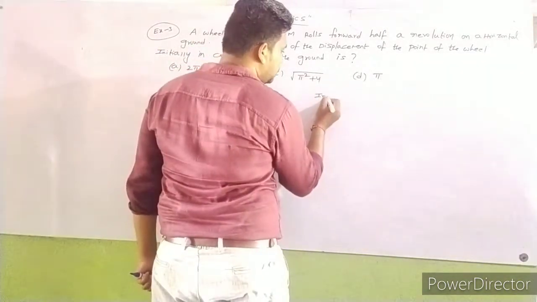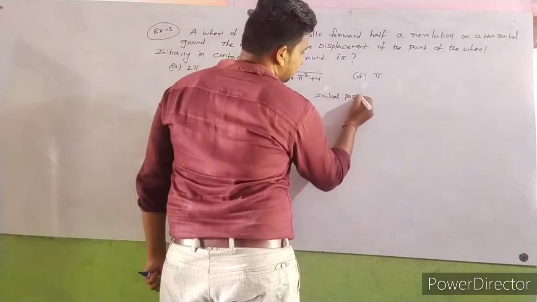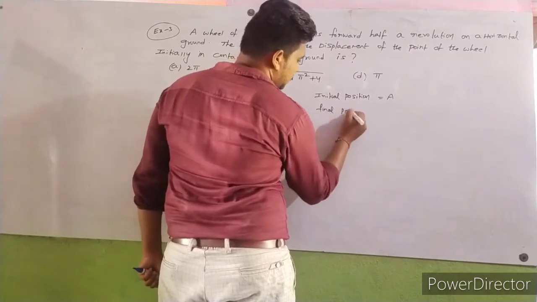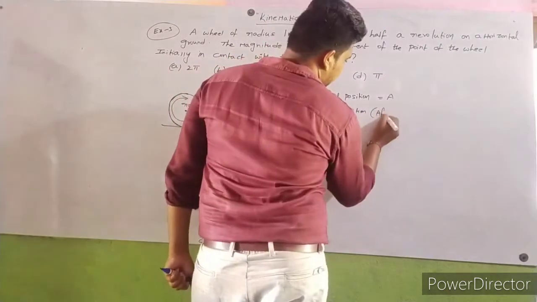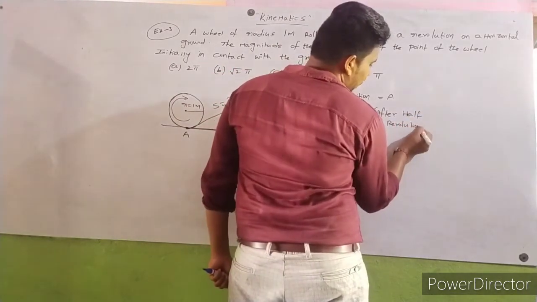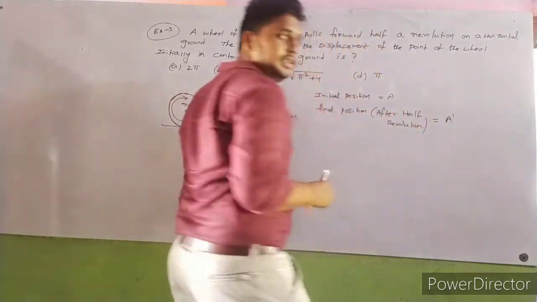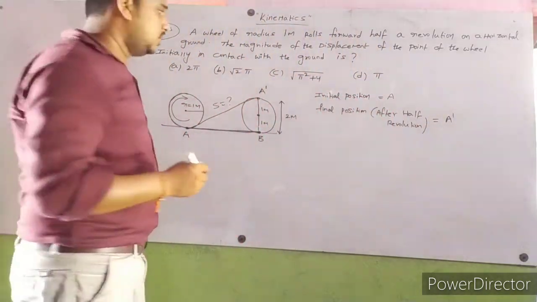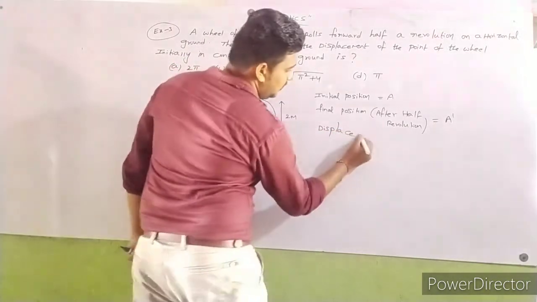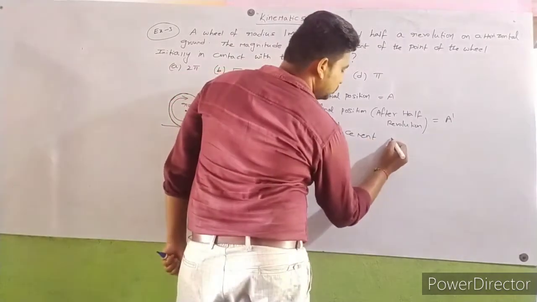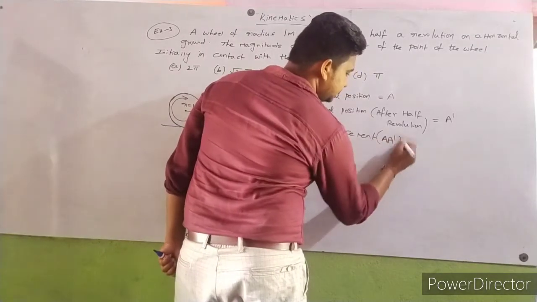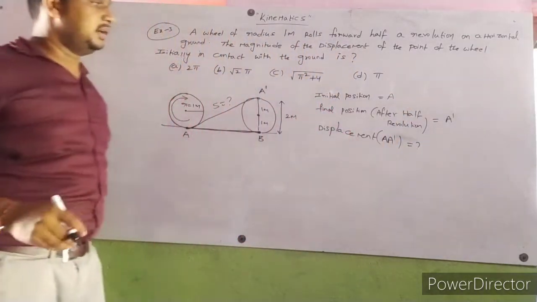Here the initial position is A. The final position after half a revolution is A dash. So the displacement is nothing but A dash here.